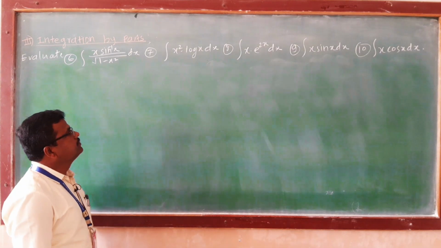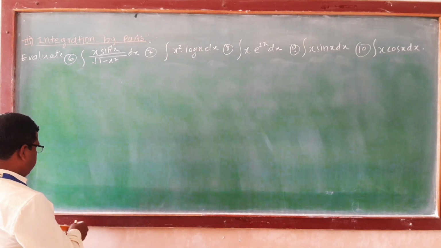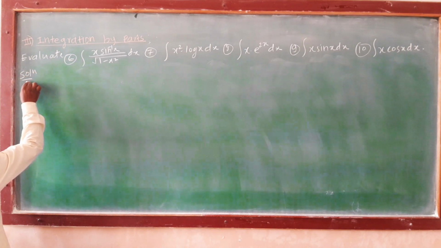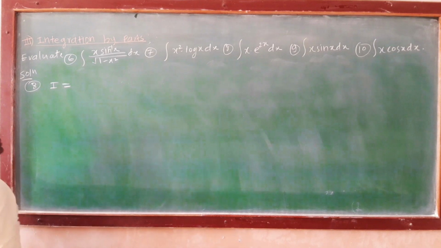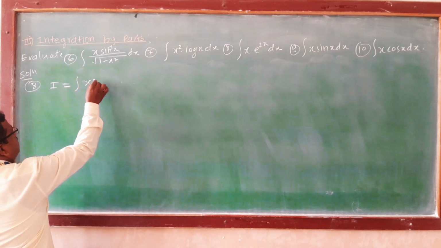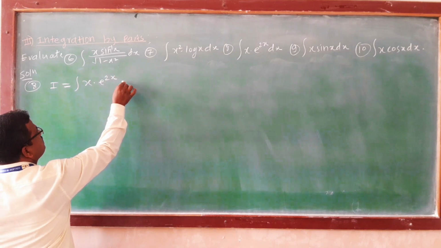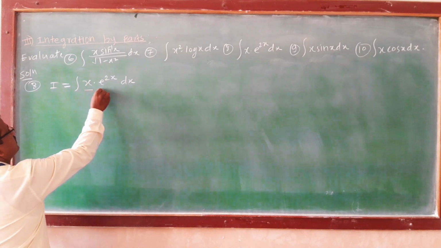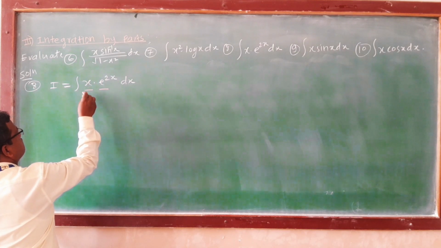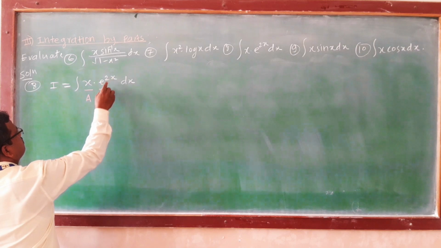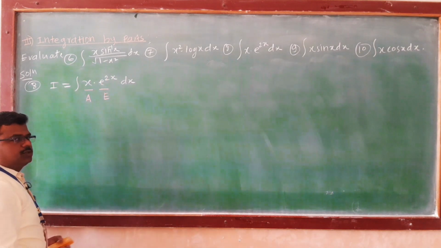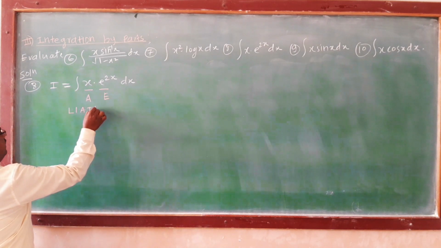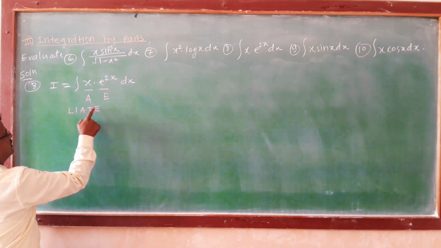Now see the next example, example number 8. Solution of 8. Say I is equal to the integration of x into e raised to 2x dx. Now this is a product of x into e raised to 2x. x is algebraic, and e raised to 2x is an exponential function. So by the order LIATE, A is first and then E.